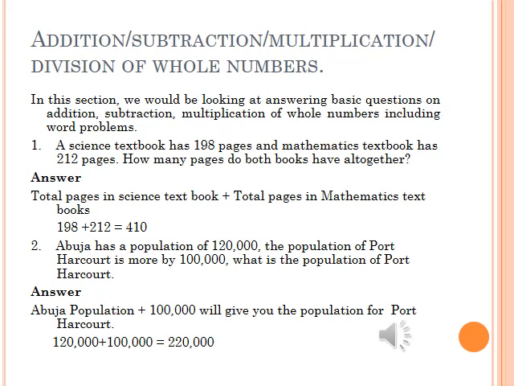Question 2. Abuja has a population of 120,000. The population of Port Harcourt is more by 100,000. What is the population of Port Harcourt? Answer. Abuja population plus 100,000 will give you the population for Port Harcourt. That is 120,000 plus 100,000, which is equal to 220,000.